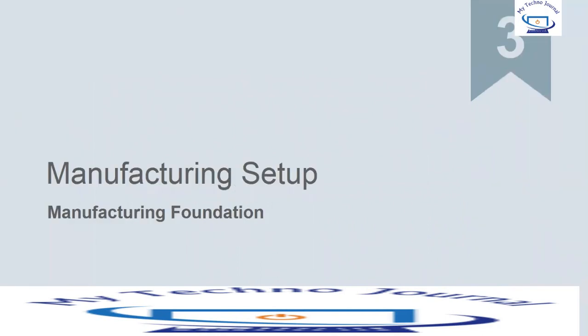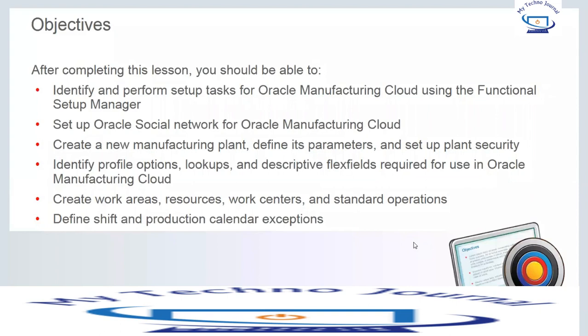Manufacturing setup. So we are going to identify and perform setup tasks for Oracle Manufacturing Cloud using the FSM, and we'll see how OSN is getting set up, how to enable a particular OSN for a particular object, create a plant if already existing organization, or we can create it from scratch. How do we enable the inventory organization to make it as a plant?